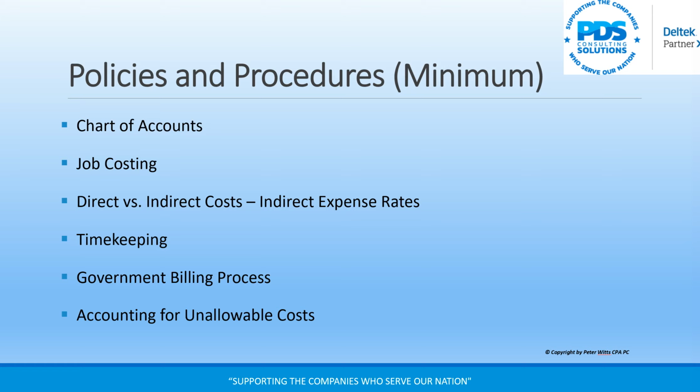And as we mentioned, definitely a policy for unallowable costs. And another one that usually gets asked for, if you have a bonus plan, right off the bat, when DCAA comes in, they want to see your bonus plan policy.